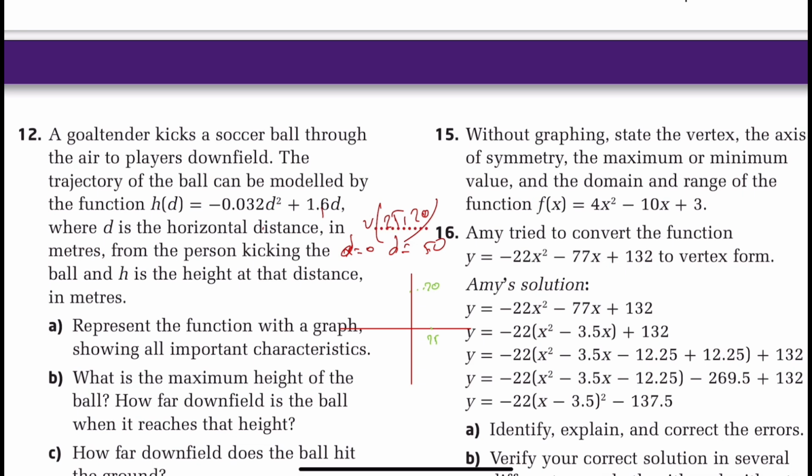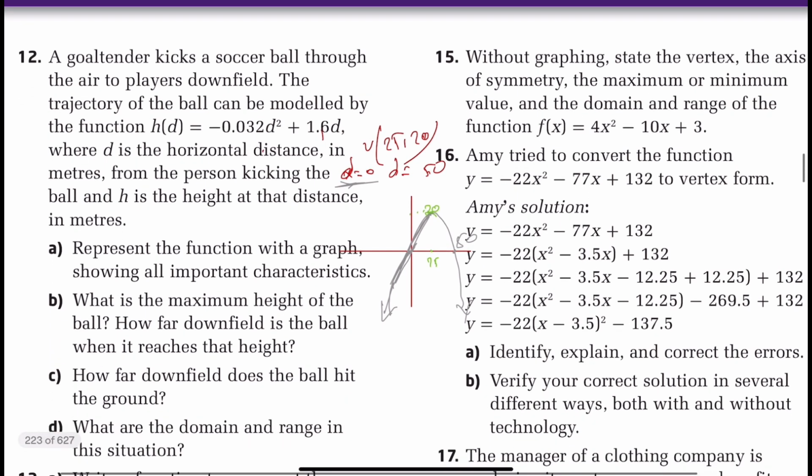Okay, so my vertex will be here, and because my a is negative, that means my parabola is looking down. So I know there is a y-intercept at 0, and there is also an x-intercept at 0. So my parabola goes through 0, 0. Okay, the other x-intercept is 50. And I got everything, so I draw everything.